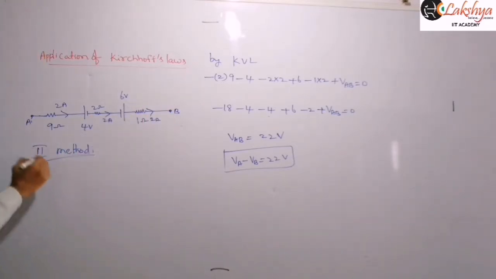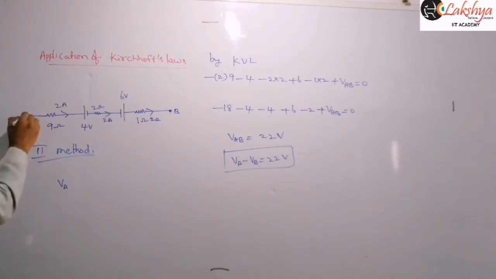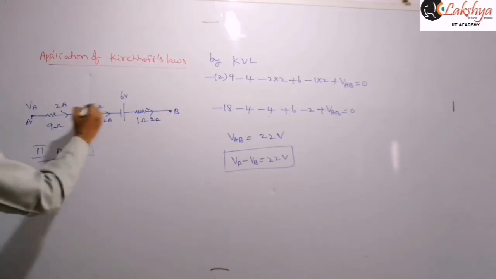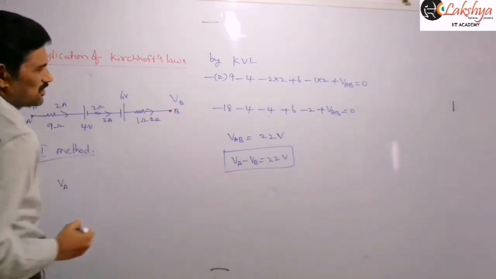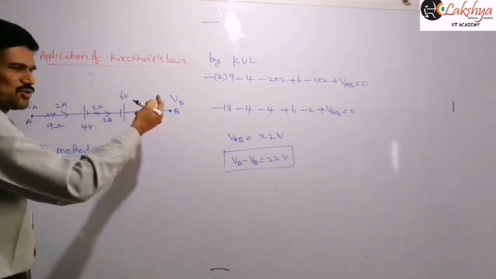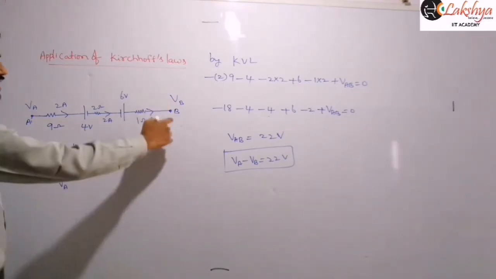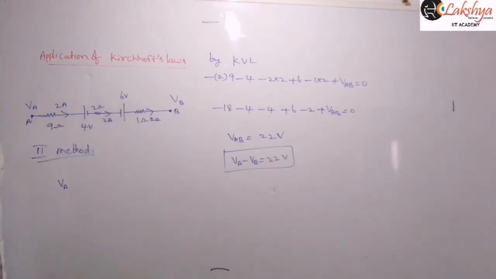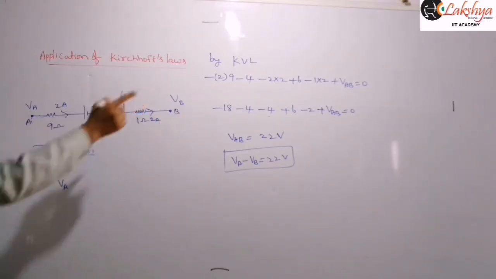For that starting point we consider its potential as VA. Suppose this is point A, here we are assuming potential VA, and here potential VB. So we assume the first point as VA, that means positive sign only we consider here. And for the intermediate elements we apply our usual sign convention, and for the last point we consider that potential as negative, that means we write minus VB.